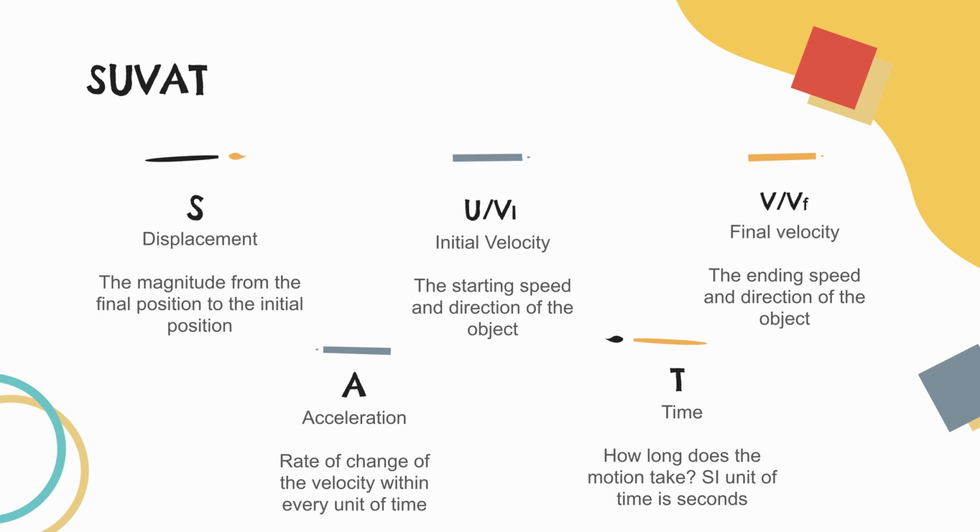A stands for acceleration, which represents the rate of change within every unit of time, which is usually measured in meters per second squared. T stands for time. How long does the motion take? Scientists and physicists typically use SI units for time.